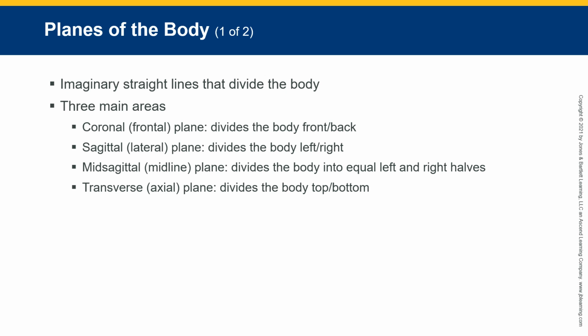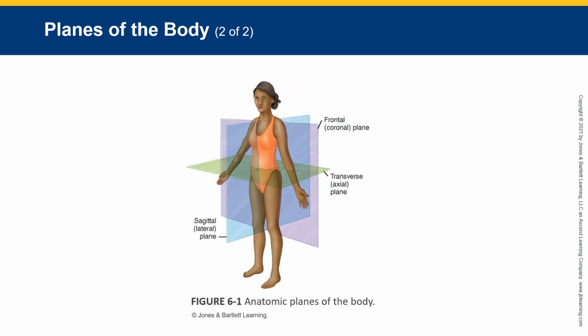And then you have your transverse axial. So straight across, top and bottom. So you split it top and bottom. So you got your transverse, which splits it. And you have your frontal and coronal planes.